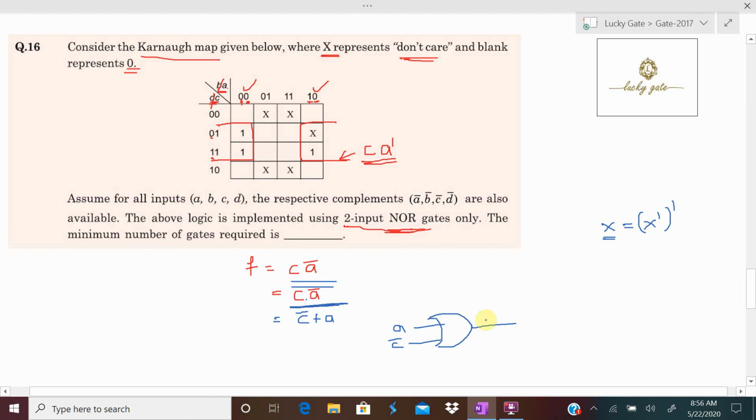Because we need whole complement, I use a bubble here. Using a bubble at the output of OR gate, we call it a NOR gate. So that for implementing this Boolean function A dash C, we use how many NOR gates? 1 NOR gate. So the answer for this question will be 1.